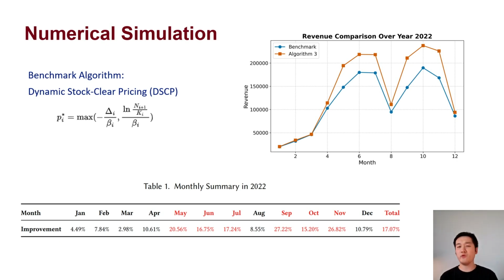We can see the monthly revenue comparison in this figure, and we can see our algorithm consistently outperforms this benchmark algorithm with an average improvement of 17%, which is substantial.